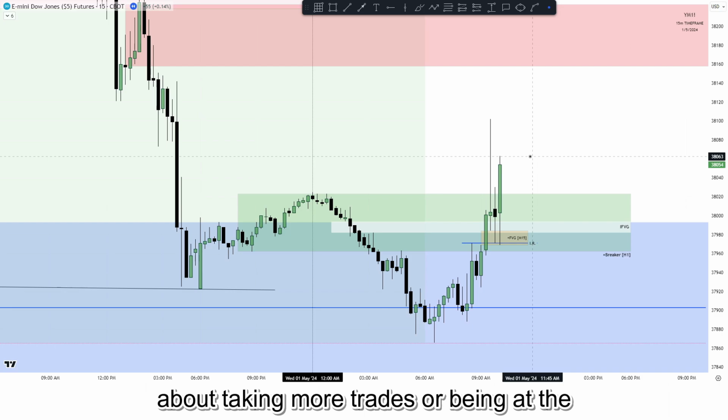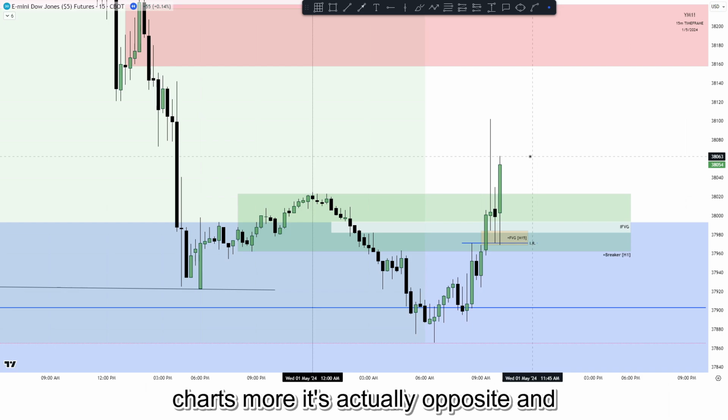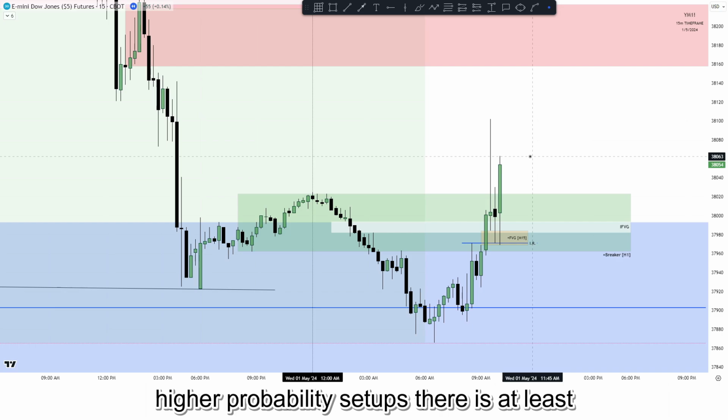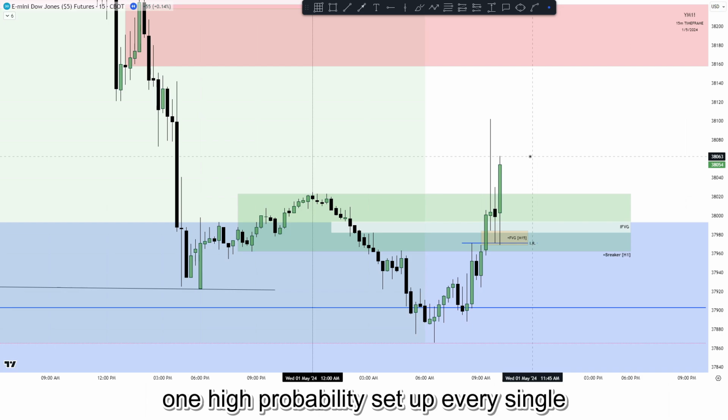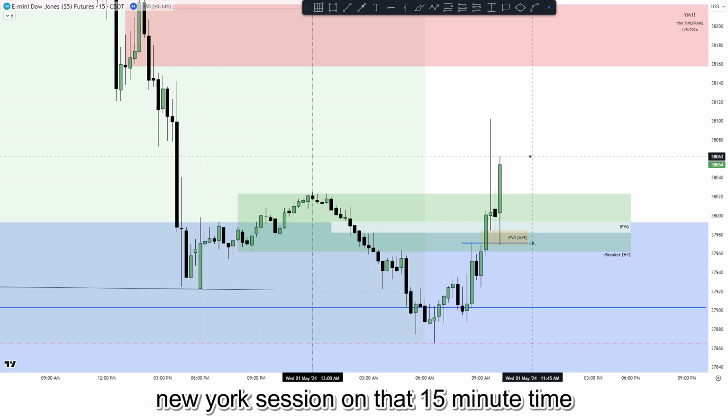It's not about taking more trades or being at the charts more, but it's actually the opposite: being at the charts less and choosing higher probability setups. There is at least one high probability setup every single New York session on that 15-minute time frame.